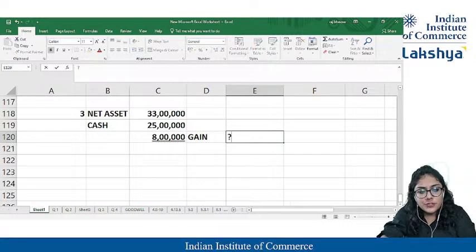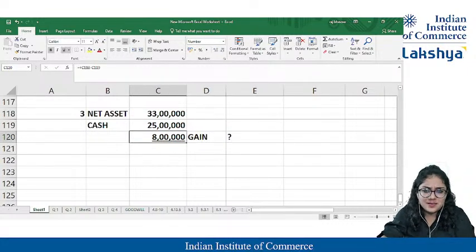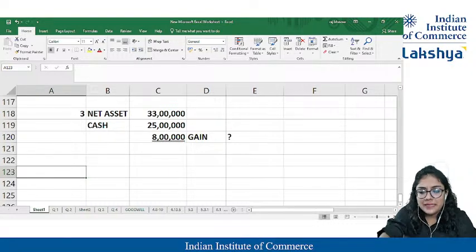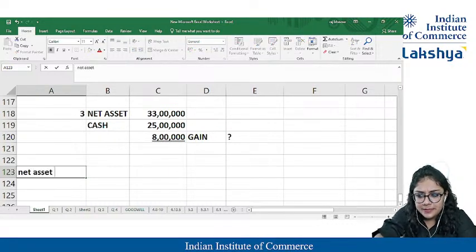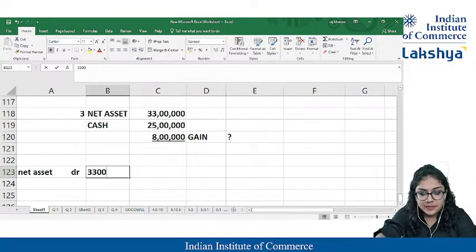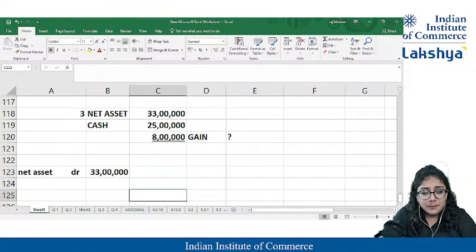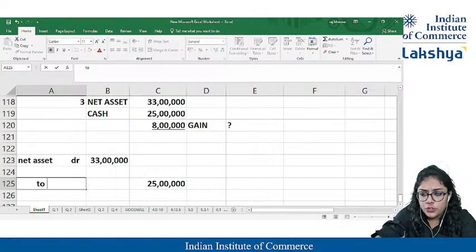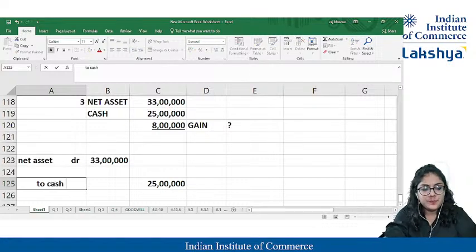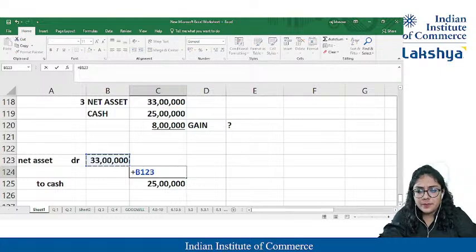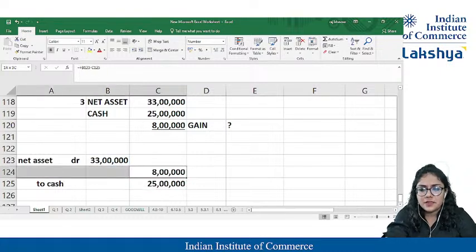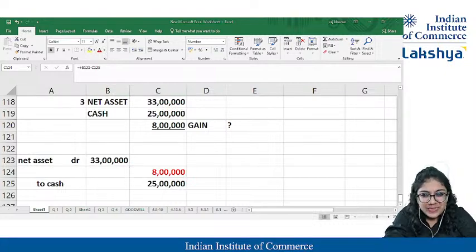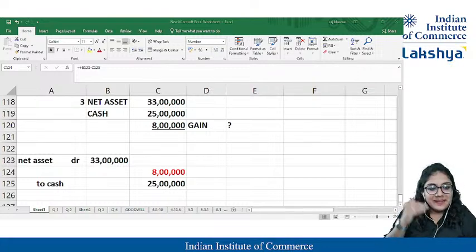Where is the gain going to go? And what is this known as? If I pass the accounting entry, you will tell me net assets account debit. I'll take the net assets of 33 lakhs. But in spite of that, I'll be paying them only 25 lakhs. That means to cash, 25. The balancing figure is 33 minus 25. Is it a gain? Is it a goodwill? Ma'am, if it was goodwill, you would have paid extra, but you paid a reduced amount.